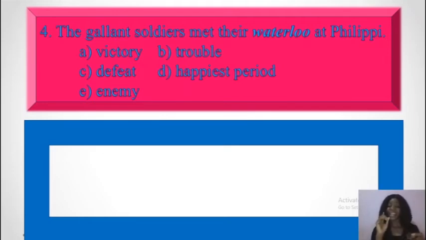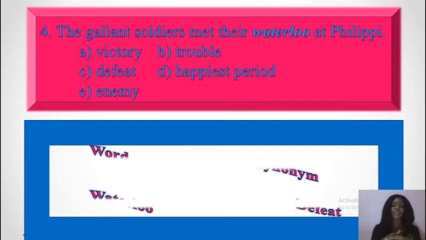What do you think the nearest synonym to Waterloo would be? Let's say option C. Option C says defeat. Do you think defeat is actually the correct option? Well, for me, option C is the correct option. The gallant soldiers met their defeat at Philippi.